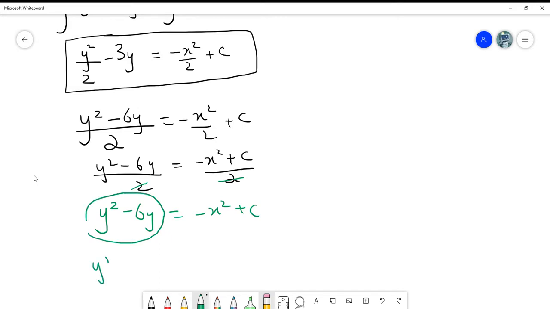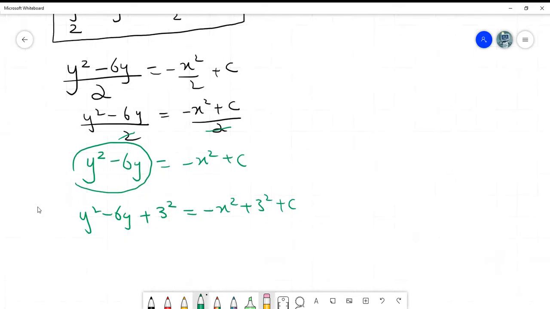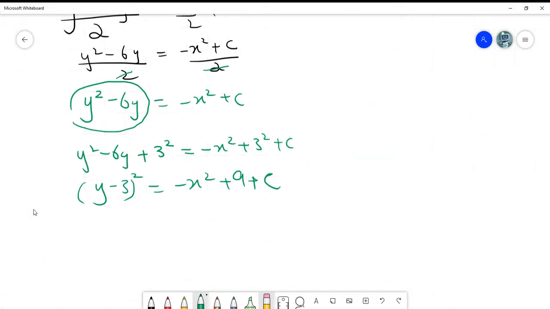So we'll have y squared minus 6y plus, if you divide 6 by 2, you're left with 3. So plus 3 squared on both sides. Minus x squared plus 3 squared plus c. What we're left with on this side of the equation now is y minus 3 whole squared equals minus x squared plus 9 plus c.